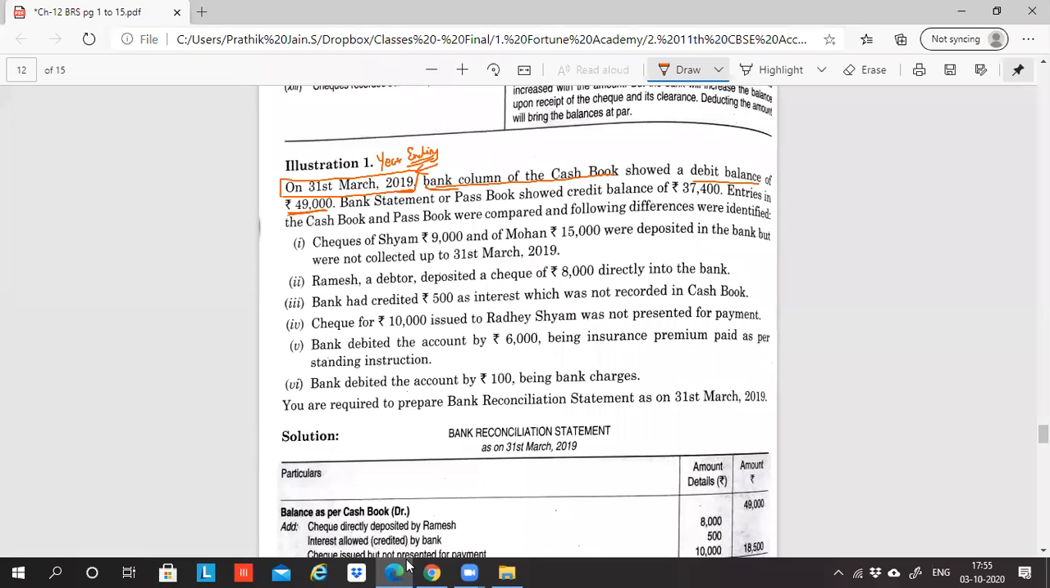Now, this 49,000 is the balance shown in which account? In our books of accounts, or is it in the bank statement which the banker is maintaining? In whose book is it showing a debit balance of 49,000 rupees? In our book, sir. It says bank column of cash book. Cash book means our books of accounts. In our books of account, in the bank column, it is showing a debit balance. Debit balance means what, guys? Asset or liability? Asset, sir. Which means this 49,000 is the money which we have to recover from the bank. We have to receive it from the bank.